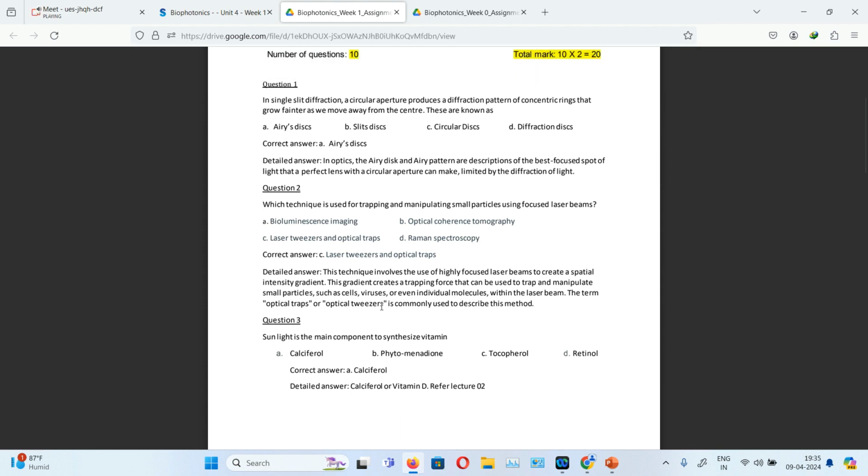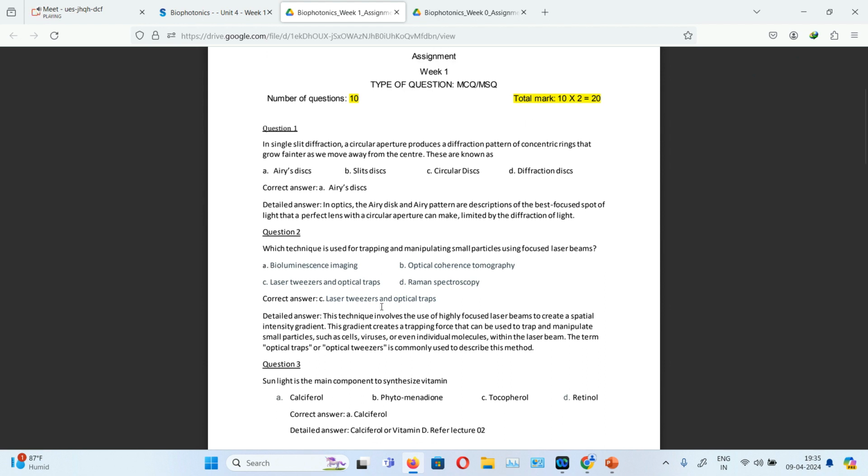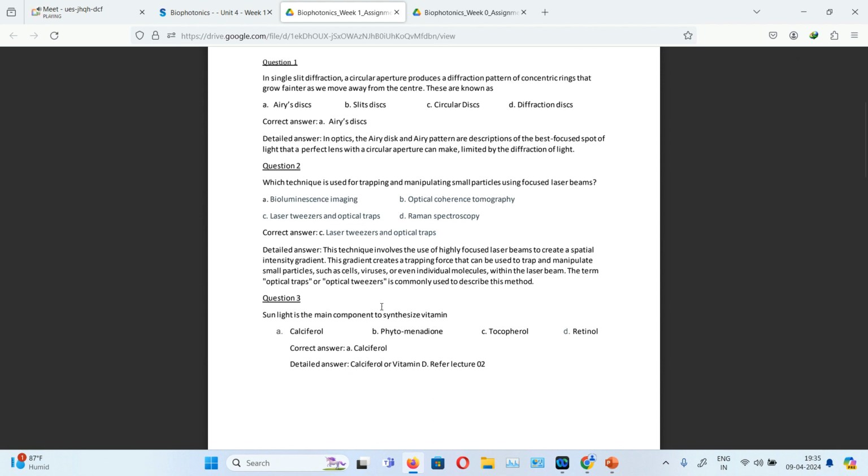Sunlight is the main component in the synthesis of a vitamin, that we already know. That's called vitamin D. It is called calciferol.